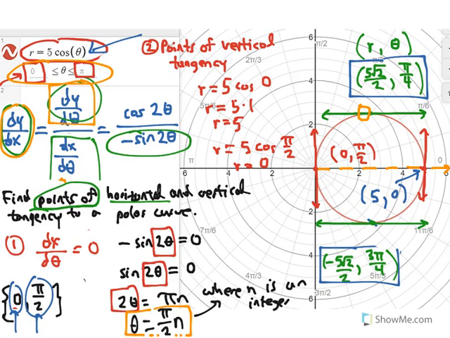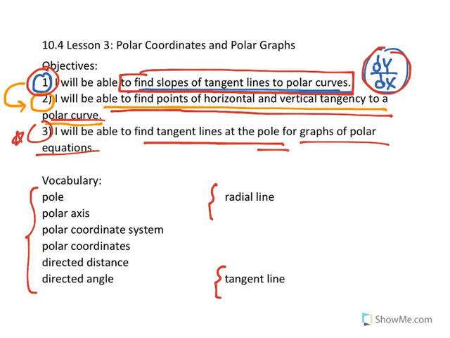So we have found points of horizontal and vertical tangency to our polar curve. We would like to conclude by looking at Objective 3. You'll be able to find tangent lines at the pole for graphs of polar equations.